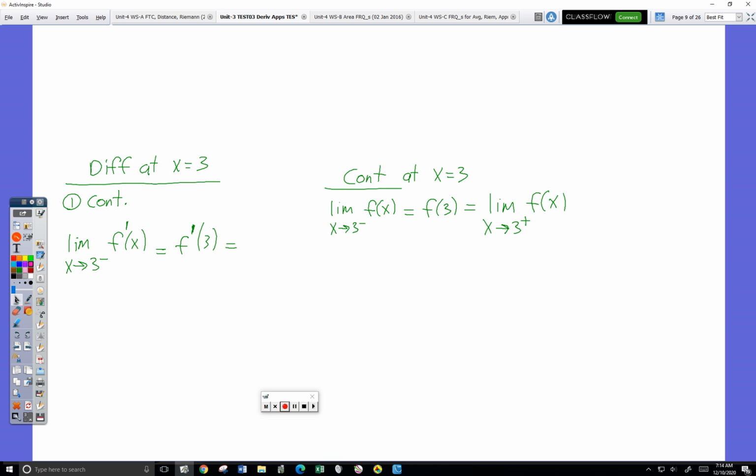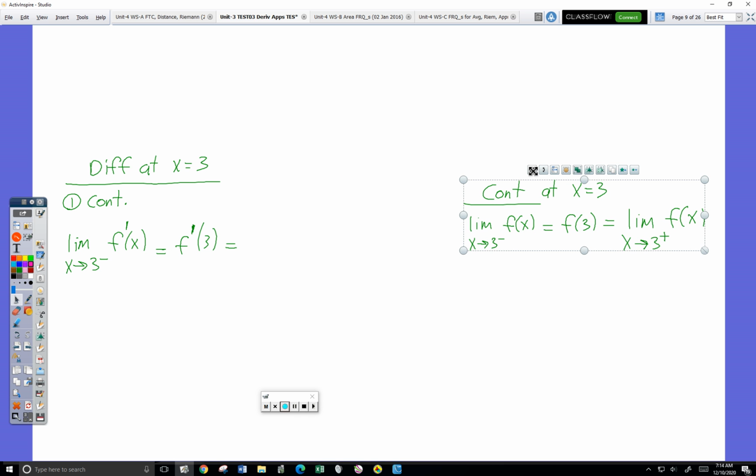Giving myself a little more space here. See if the magic board will do what it's supposed to do. There we go.